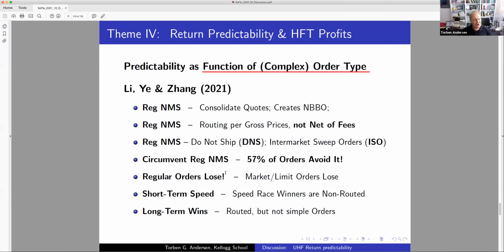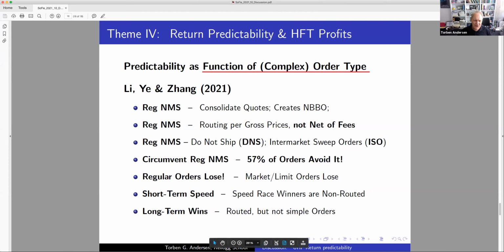Why are people doing that? Well, they're doing that because it's profitable to avoid this routing. So take the NBBO data with a grain of salt. And what they show in this paper is that regular orders lose money. So the regular market and limit orders on average lose money to these other guys who are avoiding the Reg NMS. And who are especially in the short run making money out of this? This is the high frequency traders that just run speed races. They almost make sure they are never routed.